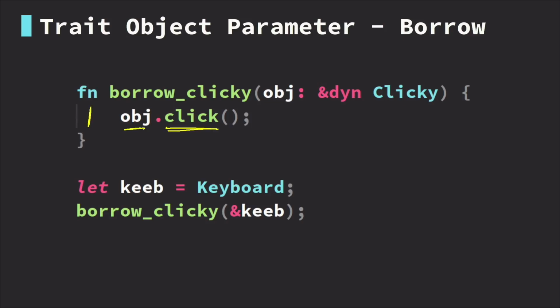Within the function body, we're going to take that object and just call the click function. We know that the object has a click function because the function parameters specify that this trait object must implement the clicky trait. So if you try to use it without using a structure that implemented the clicky trait, it'll just fail to compile and you'll get an error.